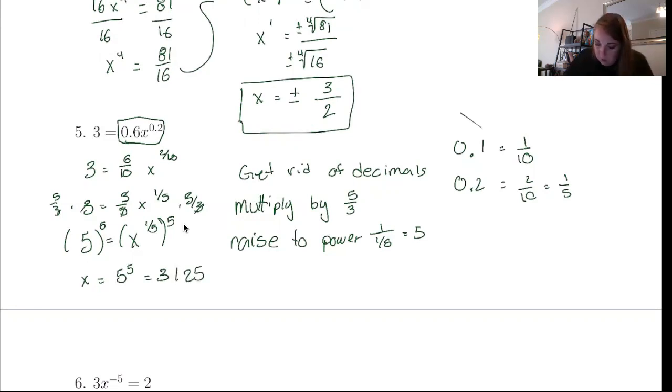Okay, so the reason I'm doing it to the 5 is because I want to do the reciprocal of whatever the exponent of whatever the power of x is. It was 1/5, so 1 over 1/5 is the same as 5. Reciprocal, you just numerator, denominator, switch. Okay? And so I can even write x equals 3,125. So it's like super clear.